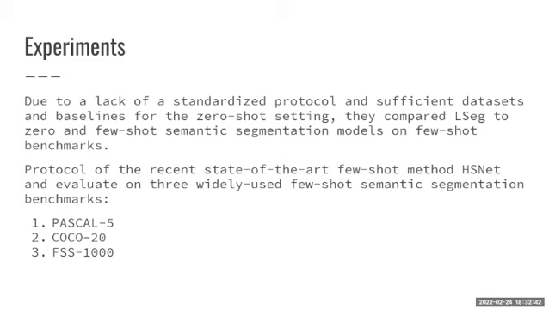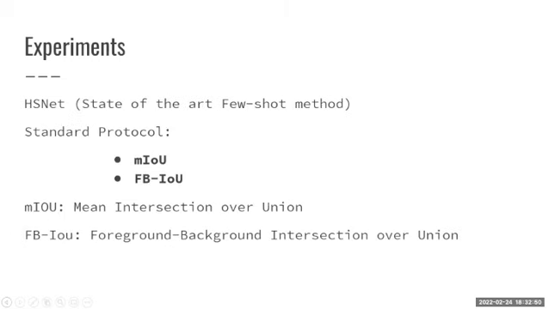First one is Pascal 5, second one is Coco 20, and the third one is FSS 1000. Moving on to these three benchmarks, they have used HSNet, a state of the art few shot method. In that, they used the two standard protocols: first is mean intersection over union, that is mIoU, and the other is FB-IoU, that is foreground background intersection over union.